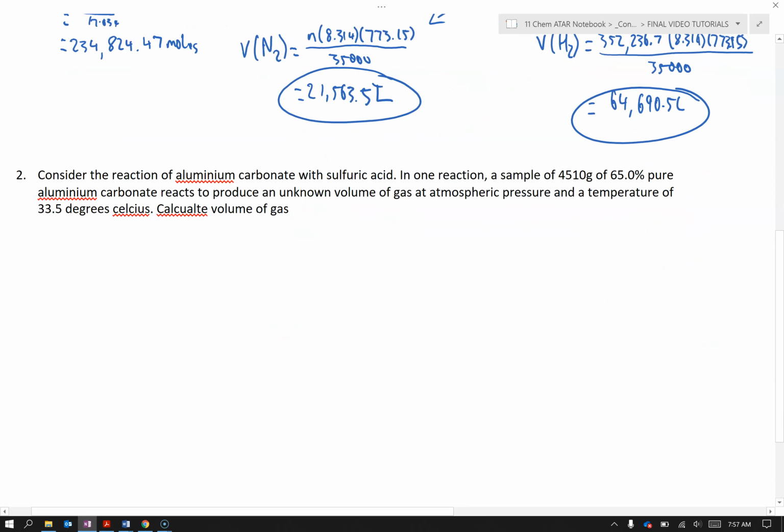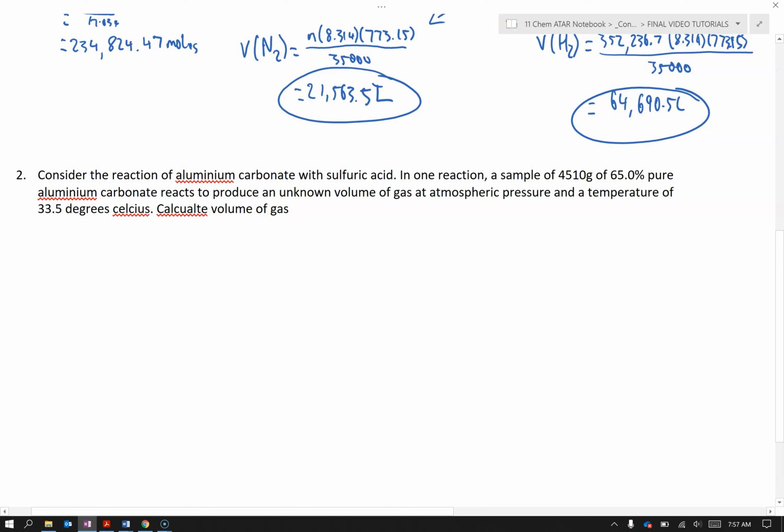We're going to consider the reaction of aluminium carbonate with sulfuric acid. In one such reaction, a sample of 4,510 grams of 65% pure aluminium carbonate reacts to produce an unknown volume of gas at max atmospheric pressure and temperature of 33.5 degrees Celsius. Calculate volume of gas. Jeepers, there's just red lines everywhere. I should have proofread this before I put it on the internet.